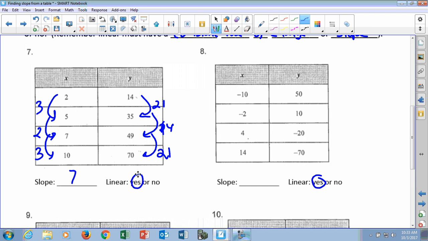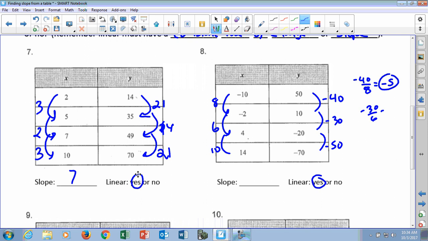And then in number 8, this is going up by 8. That's going up by 6. And that's going up by 10. And this is going down, right? This is decreasing. So by 40, by 30, and by 50. So negative 40 over 8 is negative 5. Negative 30 over 6 is negative 5. And negative 50 over 10 is negative 5. So our slope here is negative 5.